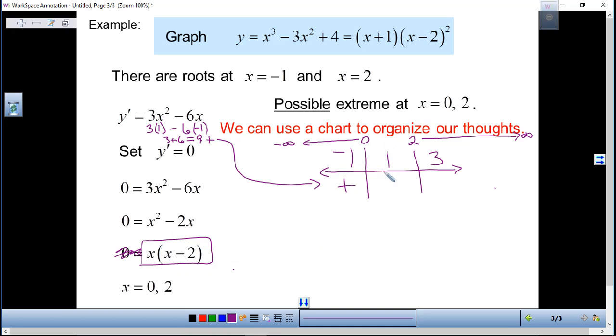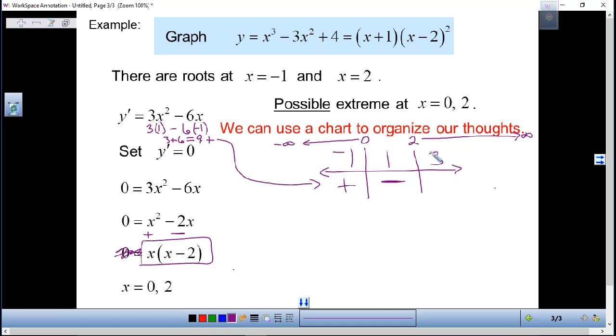So when I plug in my 1 right here, I'm going to have a positive here for the x, positive 1, and then 1 minus 2 gives me a negative. When I multiply a positive times a negative, I'm going to get a negative. So what I've just found here is that this function is increasing from negative infinity all the way up to 0, and it's decreasing over the interval from 0 to 2.